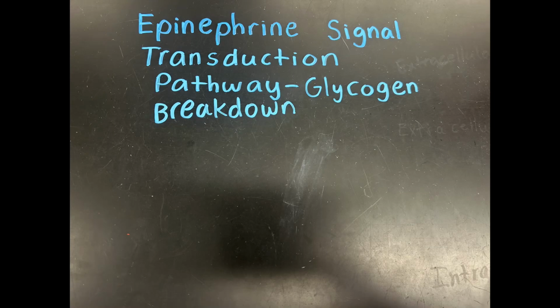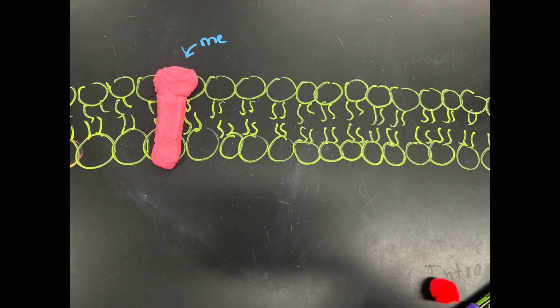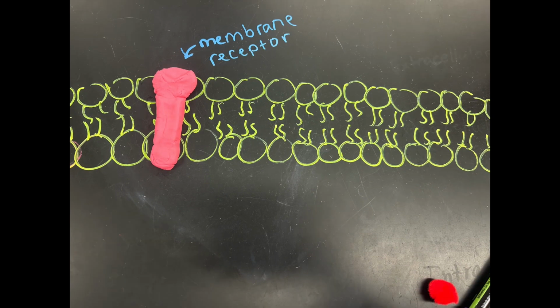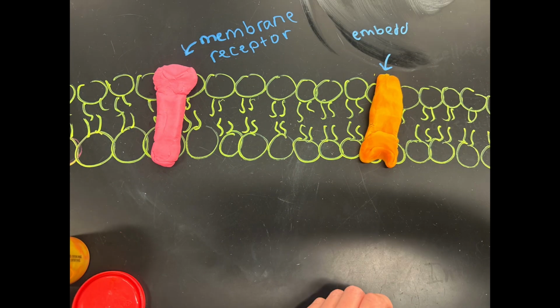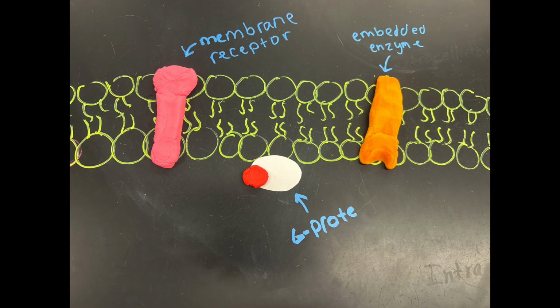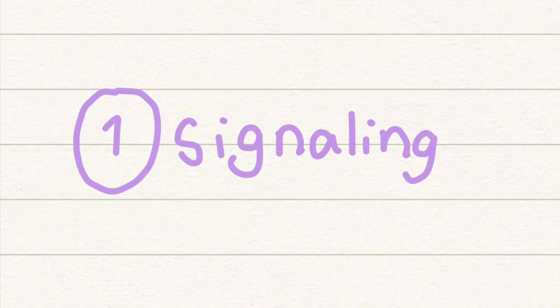This is an example of an epinephrine signal transduction pathway. First, you have an RTK membrane receptor embedded in the cell's phospholipid bilayer. You also have an embedded enzyme known as adenylate cyclase. In the cell, you have a GDP attached to a G protein.